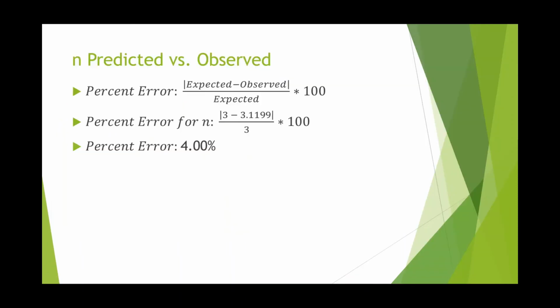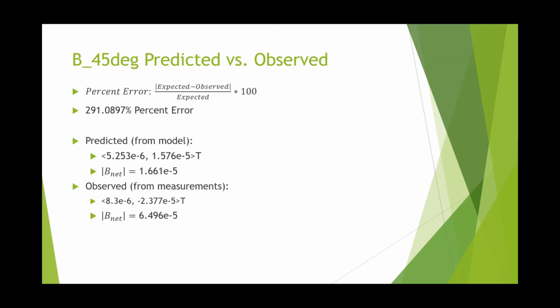This is my percent error. There's a 4% error for my observed versus predicted n value. This is my percent error for my B 45 degrees predicted versus observed. This was much larger than my percent error for my n value, and means that there were some discrepancies in my experiment, maybe because I didn't align my meter sticks correctly for the second part of the experiment or my phone was slightly tilted.